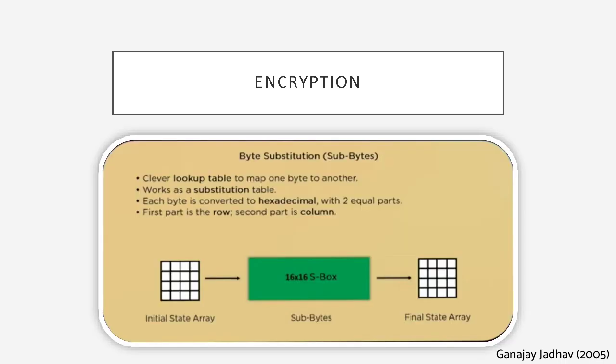Let's look at the first step, which is SubBytes. It is a lookup table to map one byte to another. It works as the substitution table. Each byte is converted to hexadecimal, which means into 16 columns. It contains an equal number of rows and columns. As shown below, it converts the byte into 16 columns, which contains half of the rows and half of the columns.